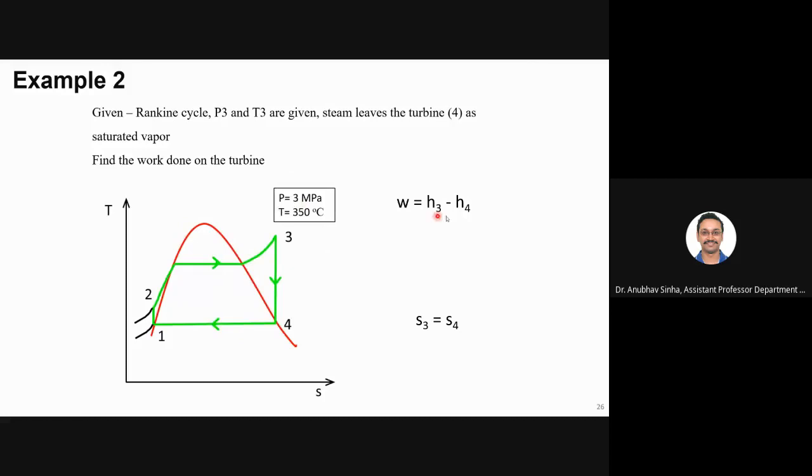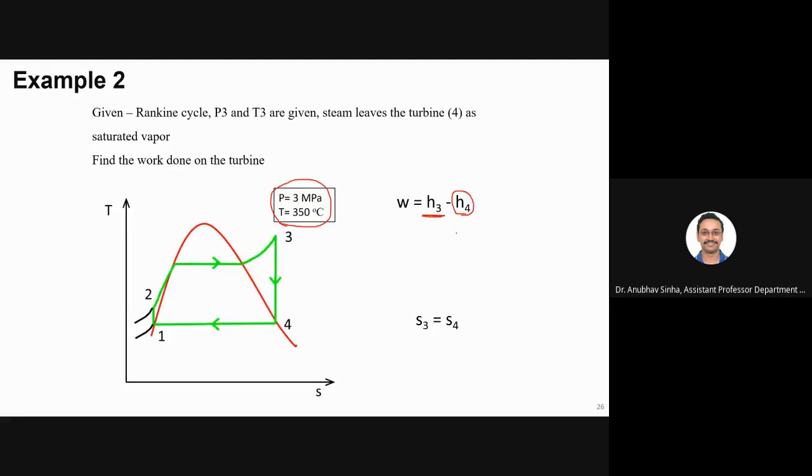So at 3, I will find H3 and I also find S. Now I will use the same S at point 4, since it will be the same, right? So at point 4, I know S and I need to find H4. Let me write it down. This is what is given. I can easily find H3. Now I need to find H4.